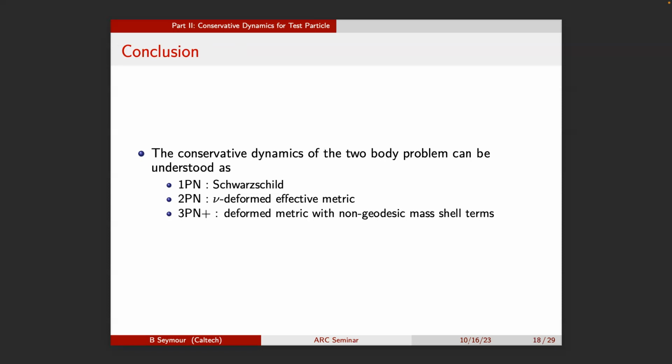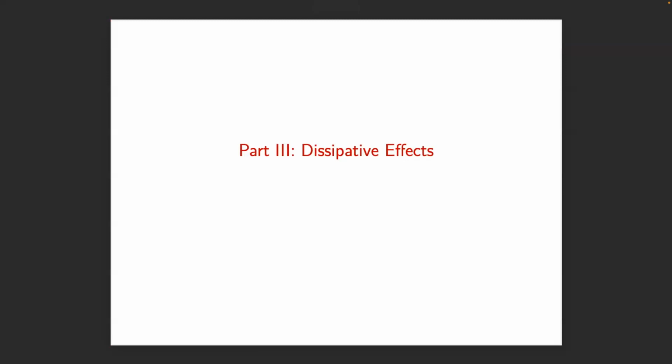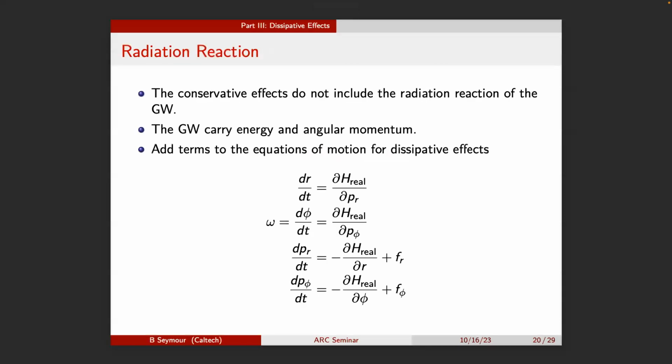Okay. So part 3, dissipative effects. Up until now, I was only thinking about conservative effects, and we need to add the effects of radiation reaction after the fact. We know that gravitational waves carry energy and angular momentum, and we need to figure out how to add terms for dissipative effects to the equation of motion.